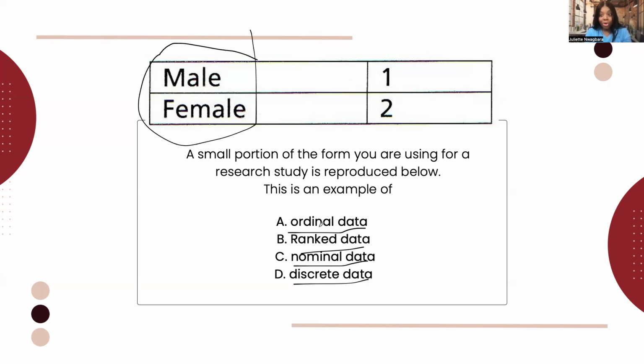That would be ordinal, right? But for male and female, there's really no way to rate them, right? There's no order attached to it. So that is the reason why the answer is, for this question, C, nominal data.